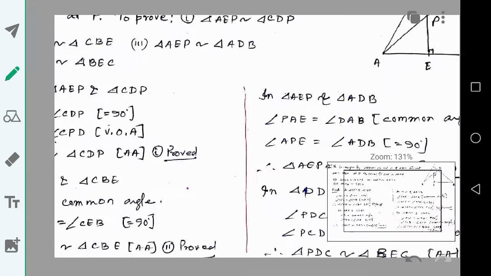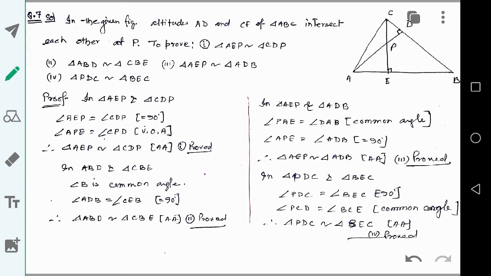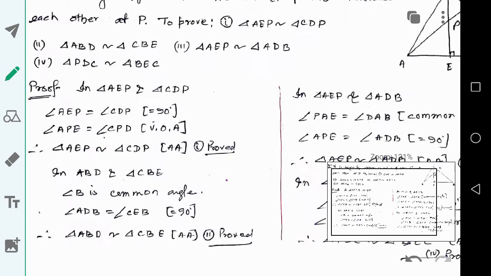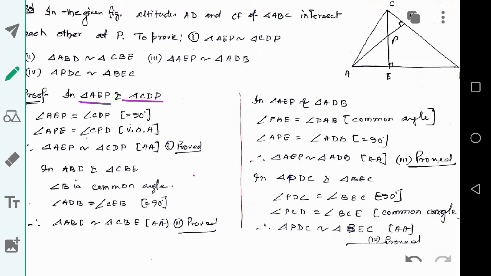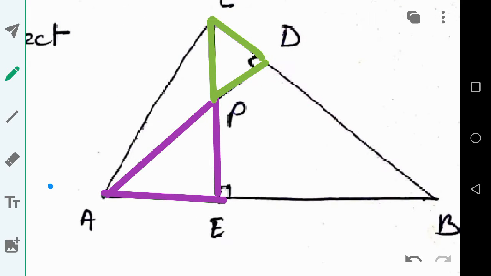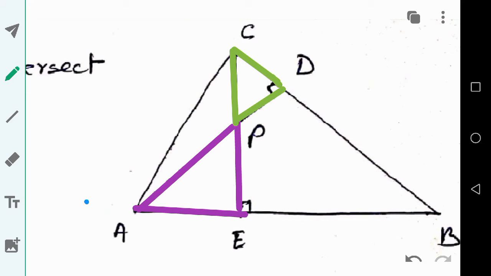So this is the solution of question number 7. Here first we have proved AEP and CDP are similar. In these two triangles, if you observe the figure, angle CPD and angle APE are vertically opposite. And these two angles, CDP and AEP, are both 90 degrees, as CE and AD are altitudes. Hope you understood this.